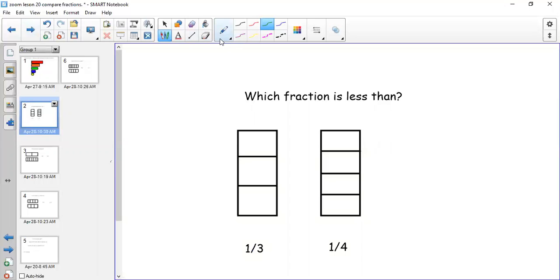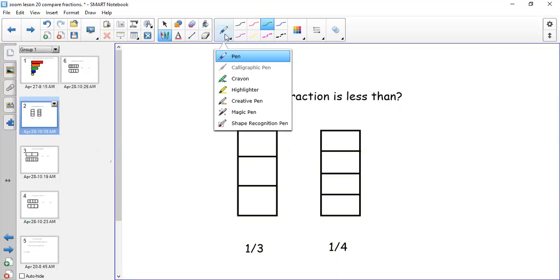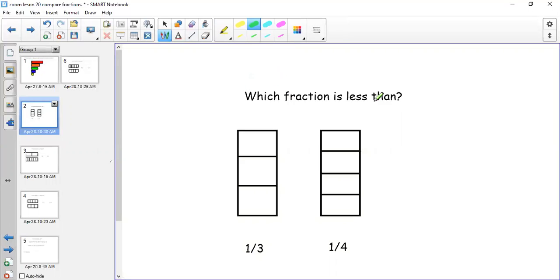Which fraction is less, 1/3 or 1/4? Before we can compare, we have to represent each fraction in the above fraction strips. So to represent 1/3, I'm going to shade in 1 equal part out of the 3. And to represent 1/4, I'm going to shade in 1 equal part out of the 4.